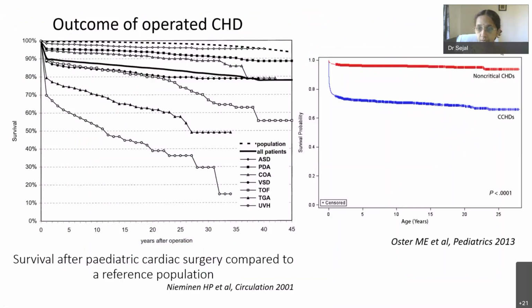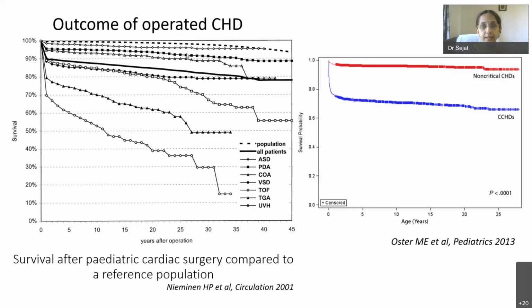And though this graph is a little old, I actually like it because you can see here, the parents are going to ask you what happens if I operate. The first step is explaining the surgery to them, but then the long-term prognosis is very important for congenital heart disease. And here you can see that this is the general population, the topmost line, and that is the future of a child at 40-50 years of age.